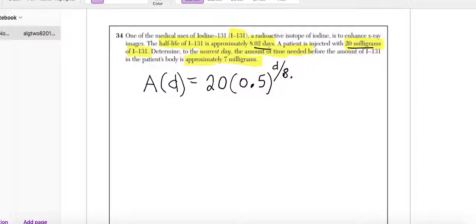I'm sorry, there was no decimal there. So it decreases by 50%, or by half its mass it loses, every 8.02 days. So that's why I put this in the denominator, right? So the half-life comes in the denominator of the exponent. And they want to know to the nearest day, nearest whole number, the amount of time needed, that's D, right, before it's equal to 7. So if I set the equation equal to 7, I'm not even going to put the 0 in front because it's not necessary.